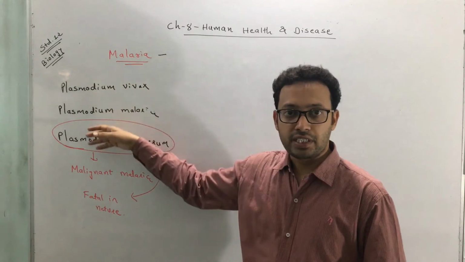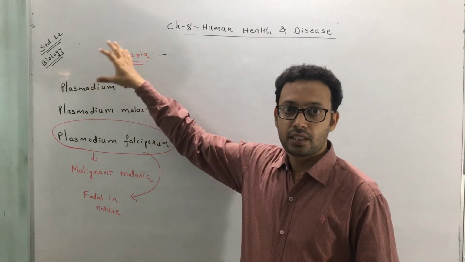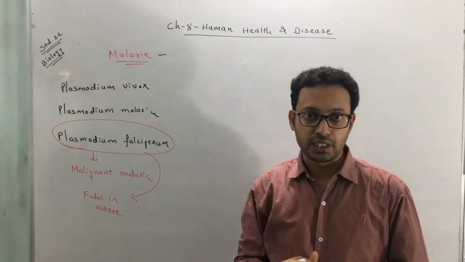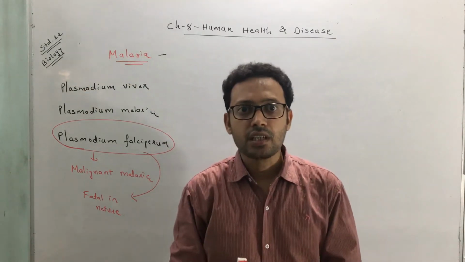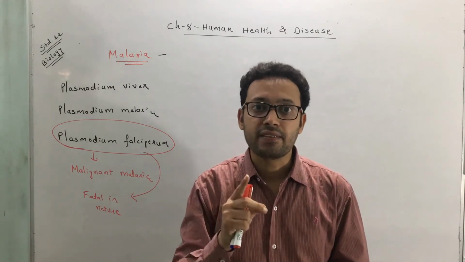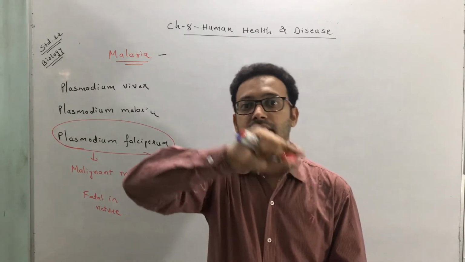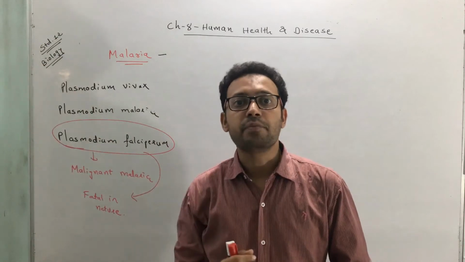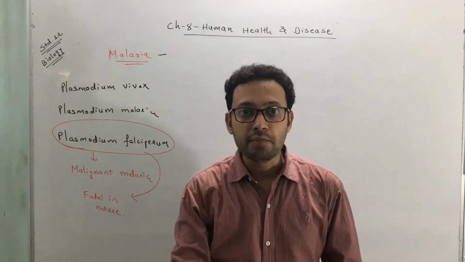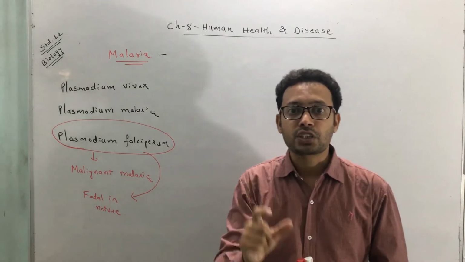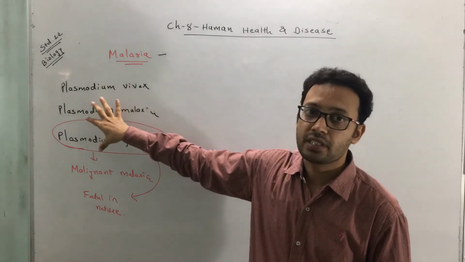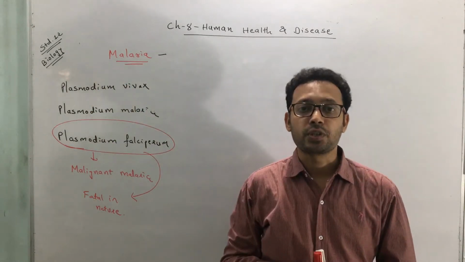Which is the causative agent? The causative agent is the parasite, the plasmodium. Plasmodium is responsible for causing malaria. Yes, there is a role of a mosquito, but the mosquito acts as a vector. It just acts as a carrier and helps in the transport of these parasites. The main causative agent is the parasite, the plasmodium.